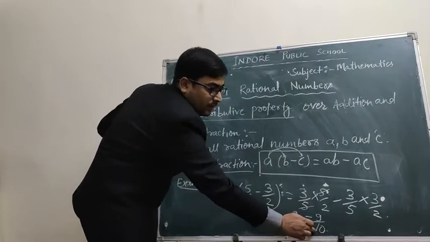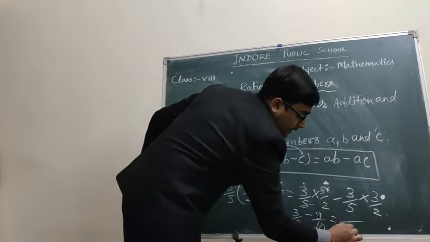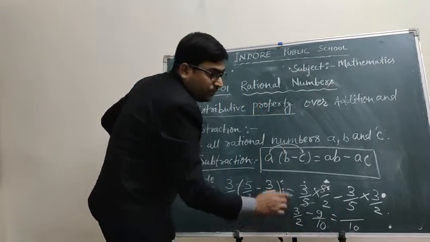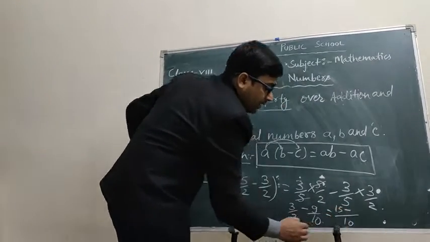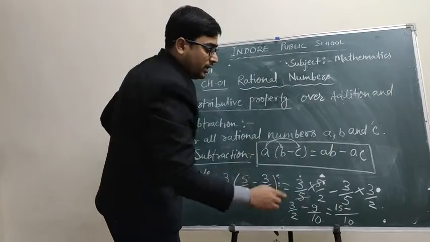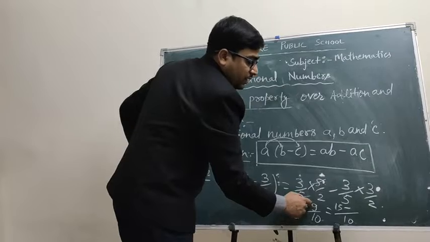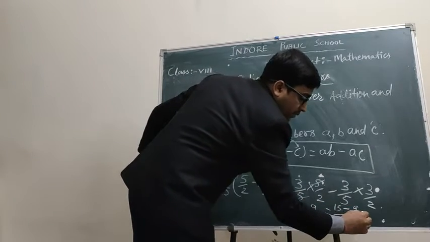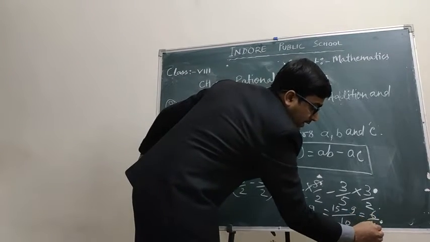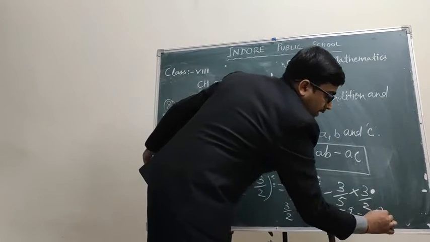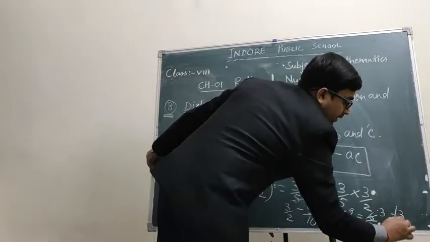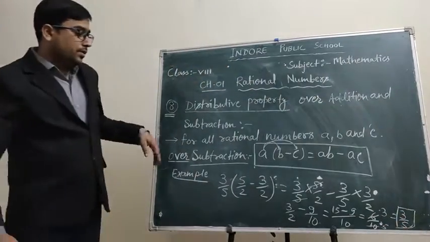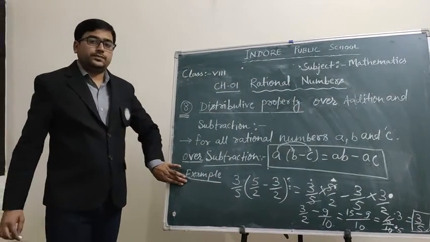Again LCM of 2 and 10 is 10. 10 divided by 2, what we get? 5. 5 into 3, 15. Minus 10 divided by 10, 1. 1 multiplied with 9, 9. 15 minus 9, we get 6 by 10, which is 3 by 5. That is called the distributive property over subtraction.